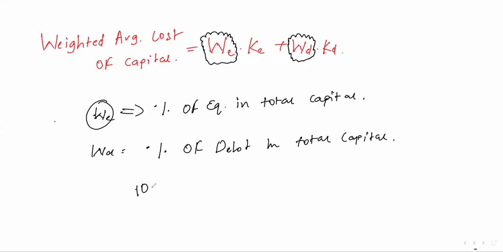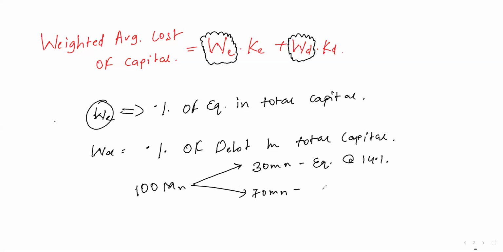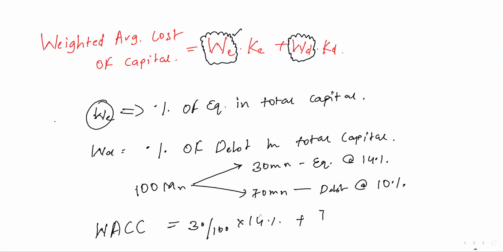Let's say if 100 million is the total capital and 30 million is raised by equity at 14%, 70 million is being raised by debt at 10%. Can you guys calculate and give me weighted average cost of capital? What would be weight of equity? 30 divided by 100 into 14% plus weight of debt 70 divided by 100 into 10%. 30% of 14 will give me 4.2. And this would be 7%. And the answer would be 11.2%.